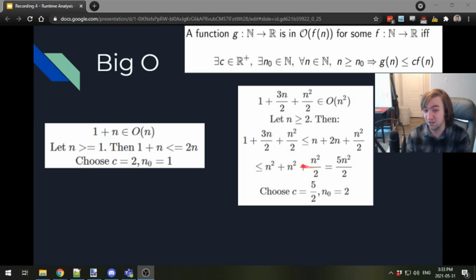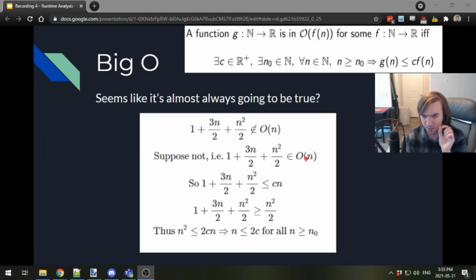Now we can actually add these all together because they're all n squared, right? And so now we have 5n squared over 2. So, hey, look, 5 over 2 is a constant I can pick. All right, I choose c is 5 over 2, and my n naught is 2. And look at that. If I have 5n squared over 2, beyond the threshold of n equals 2, that's always going to be bigger than 1 plus 3n over 2 plus n squared over 2, which completes the big O proof.